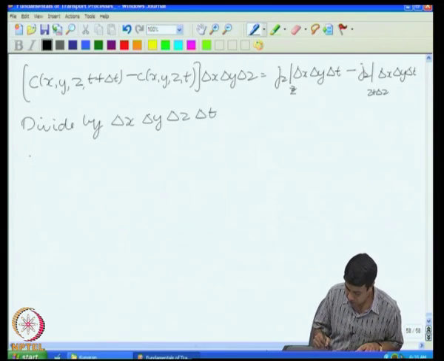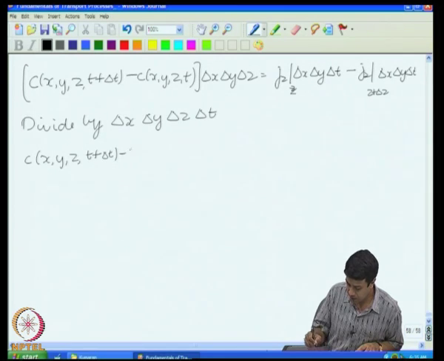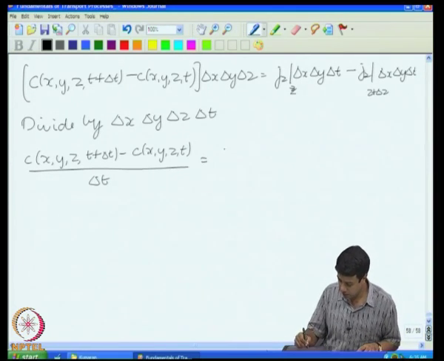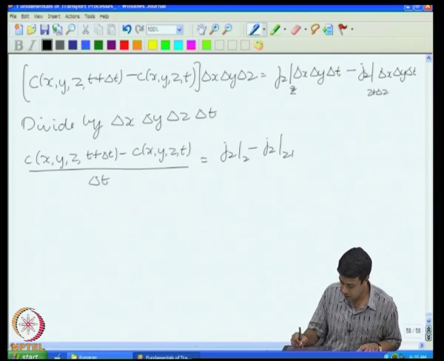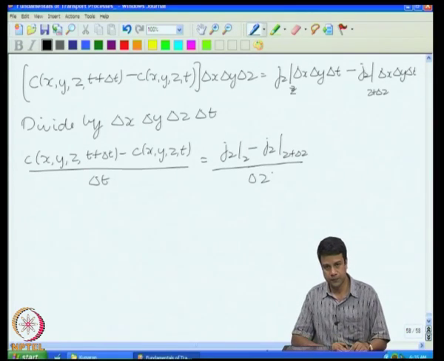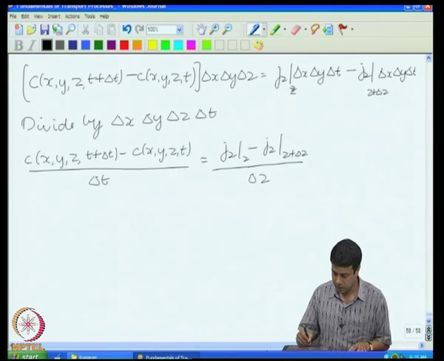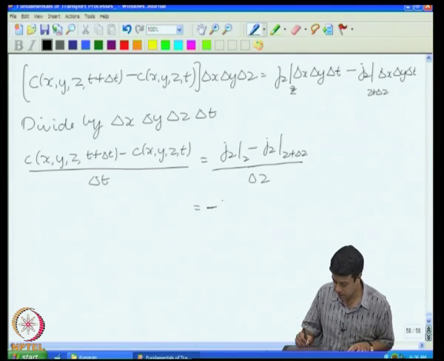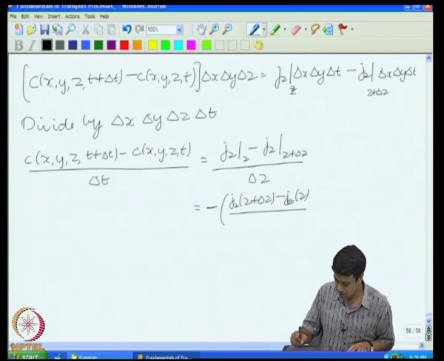So, I will get C at x, y, z, t plus delta t minus C at x, y, z, t, whole divided by delta t, is equal to J z at the location z minus J z at z plus delta z, divided by delta z. Once again, I can rewrite the right hand side slightly as minus of J z at z plus delta z minus J z at z by delta z.